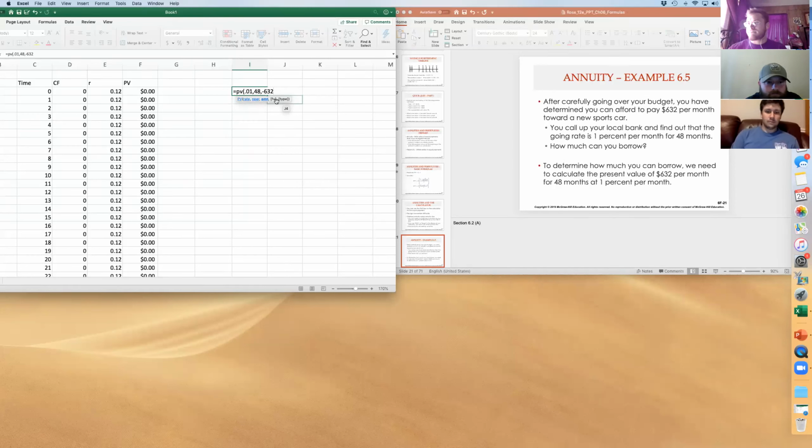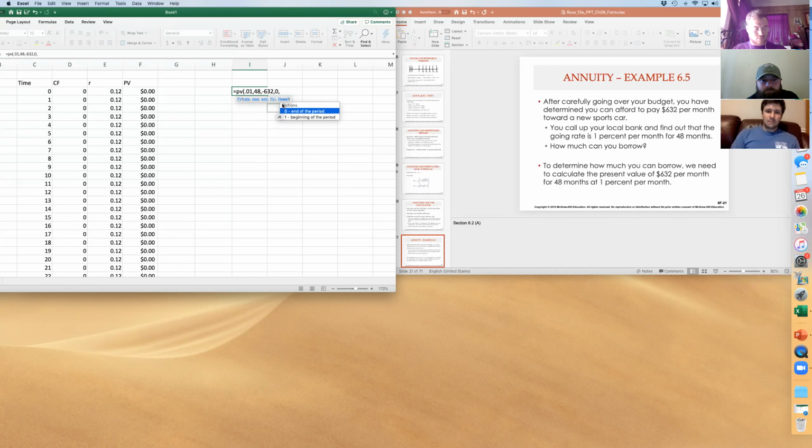The reason why I put in minus was just because I'm taking it from your side. As the car buyer, you're actually going to be paying out $632 a month. All right, there's no future value. This would be where you had a loan with a balloon on it, meaning that you don't completely pay off the loan with the payments, and you get a big balloon at the end. So I'm going to put in 0, or I could just close up the parentheses now. But notice the type.